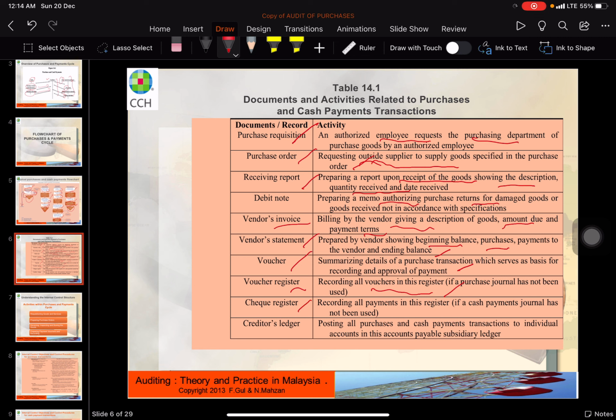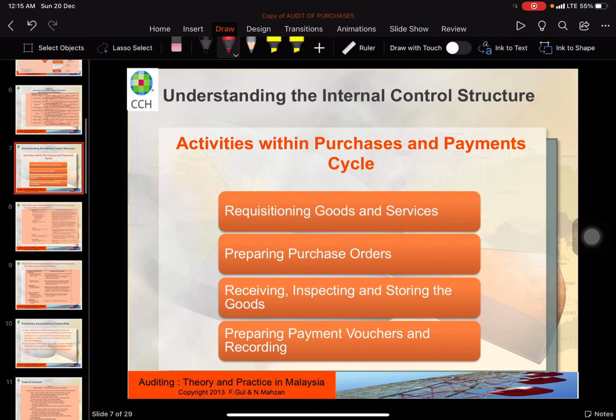Right, check register is recording all payments in this register, for example when a cash payment journal has not been used. Alright, creditors ledger, so posting all the purchases and cash payment transactions to individual accounts in the payable subsidiary ledger. Right, now we move on to the next one. So the activities in the purchases and payment cycle: request goods, then preparing the purchase order, and after we receive the goods, we inspect and then store the goods, and the last one we make payment, and then we are recording.